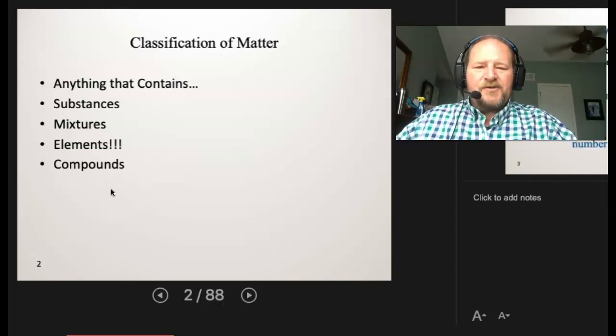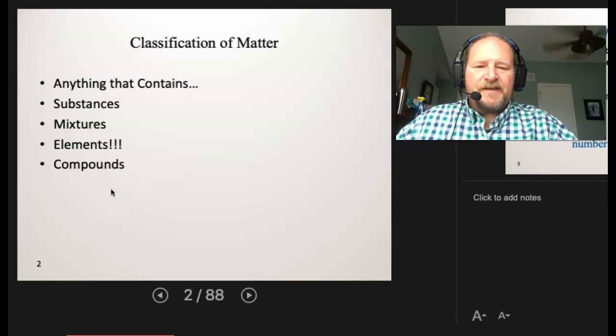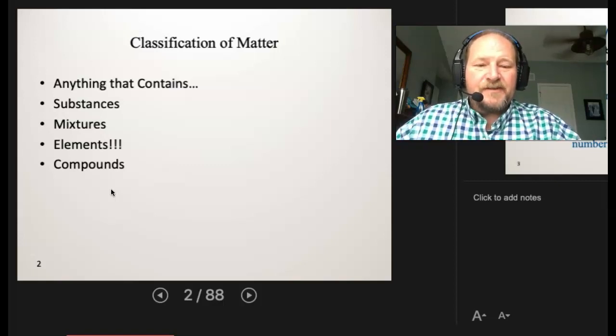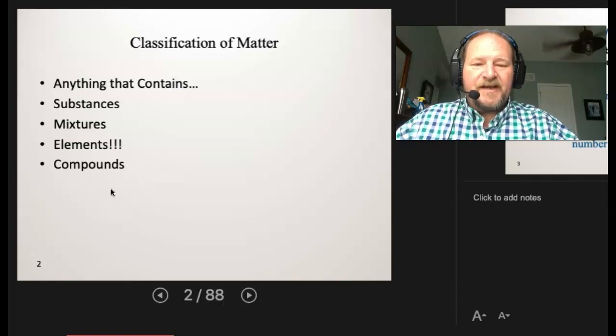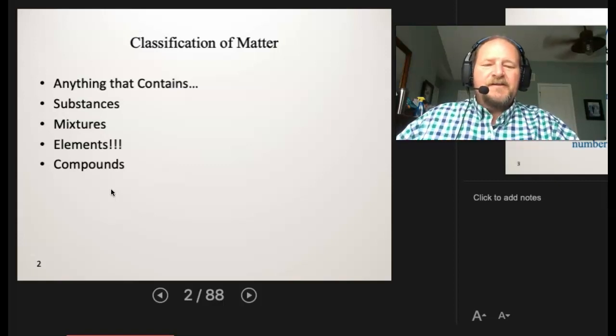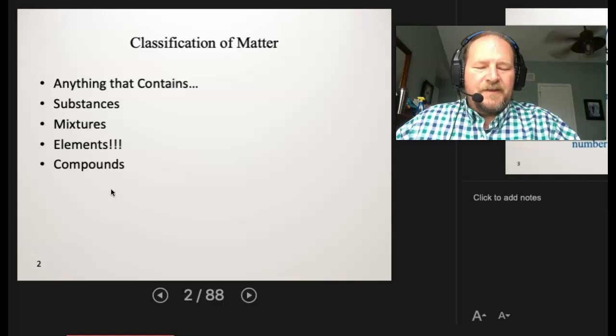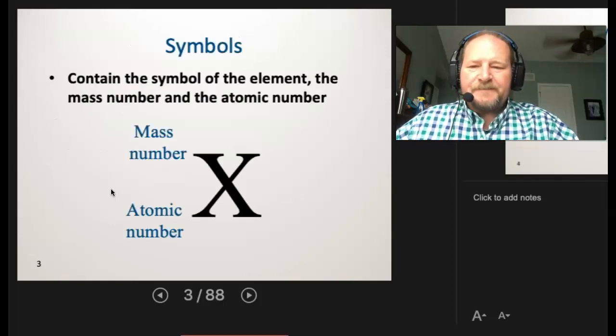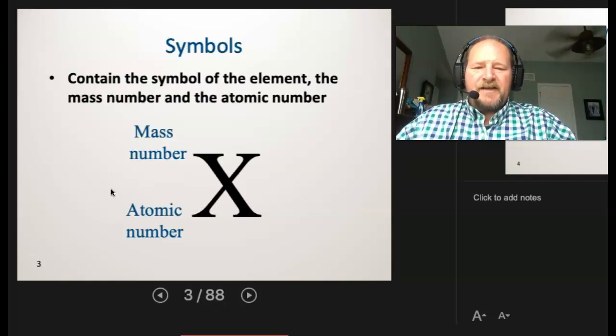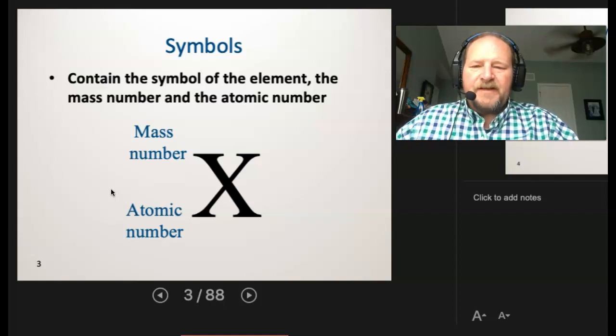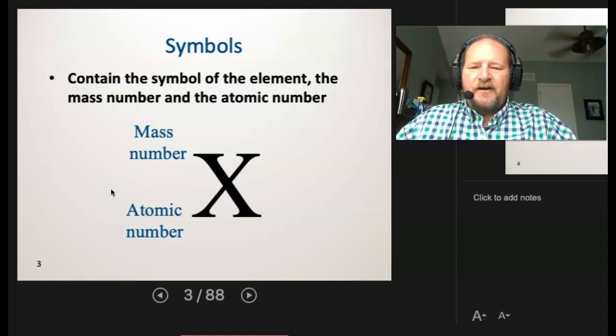So how do we keep track of all this? When we talk about elements, if you remember, they are the simplest, pure kinds of matter that we have. And so if we grab our periodic table, the title is actually periodic table of the elements. So all those pure elements have been listed out on that table for us. And when we look at the periodic table, there's a lot of information there. And so the first thing we're going to focus on are the symbols.